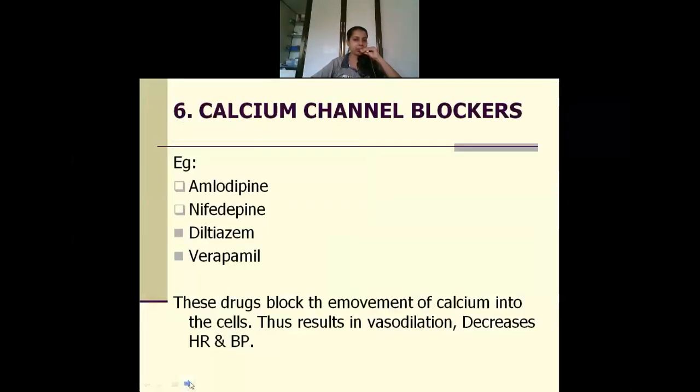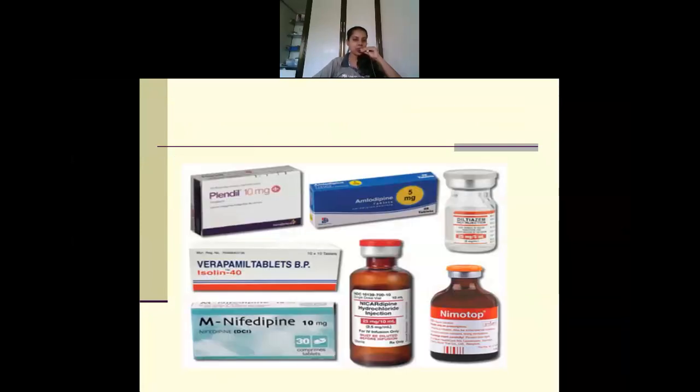Next classification of antihypertensives is calcium channel blockers. Examples are amlodipine, nifedipine, diltiazem, verapamil. As the name suggests, they will block the movement of calcium into the cells. Therefore it will reduce the BP and heart rate. So these are the examples of calcium channel blockers.